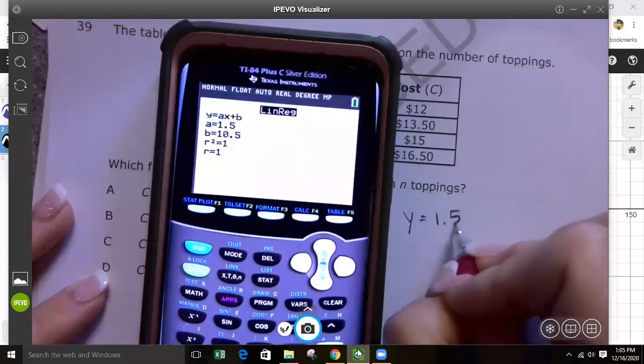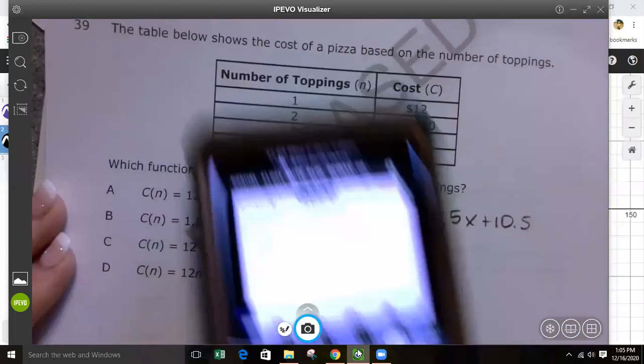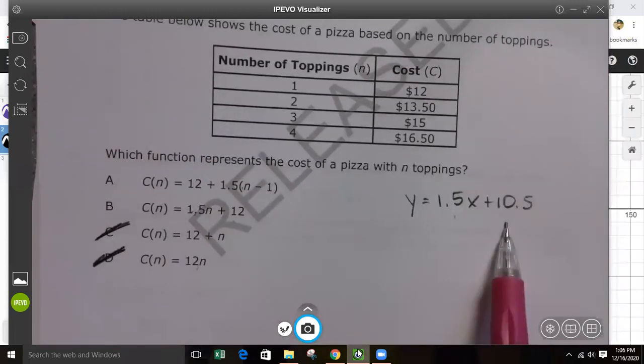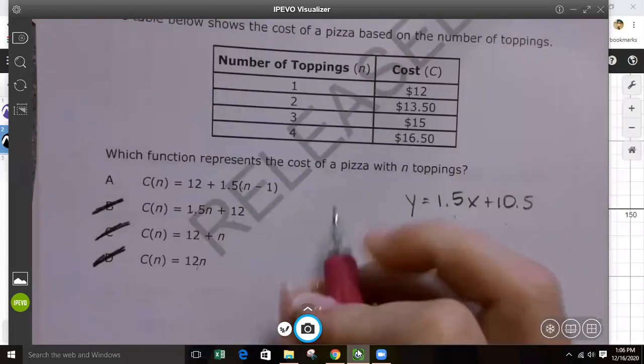Y equals 1.5x plus 10.5. So if you guys look, you see that there's lots of 12s and 1.5s and craziness, and that's okay. What we do know is that it's not going to be C because I have to have 1.5x. We know it's not going to be D. So these two both have the 1.5, so I need to figure out which one it is. You can already tell it's not going to be this one because I need 10.5. So I'm going to show you how the other one is correct.